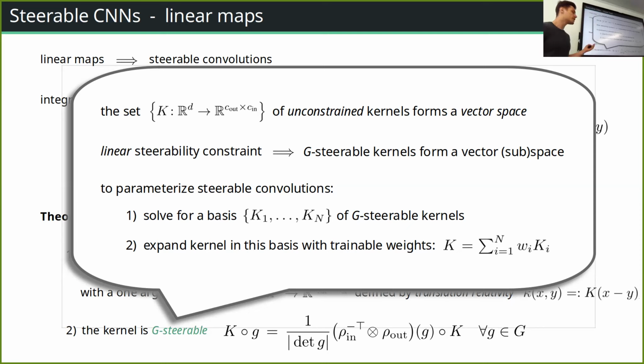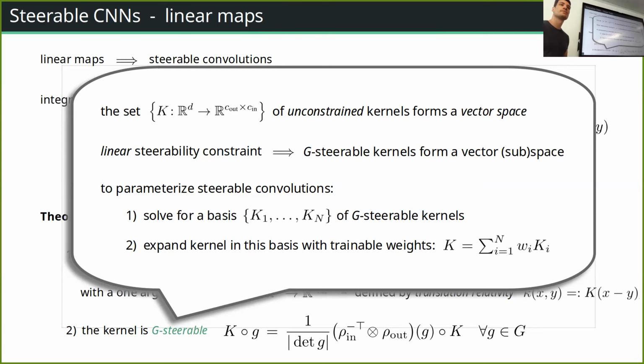Therefore, we can parameterize these kernels by solving for a basis of these G-steerable kernels. And then we expand the general kernel in terms of this basis with learnable weights. So instead of having our kernel directly parameterized in a pixel basis, as you know it from convolutional networks, and then running your convolution, we have a basis of steerable kernels. And then we sum them together with learnable weights in each forward pass. And then we perform the convolution operation. And this is just a small overhead, so you wouldn't really feel it in practice.